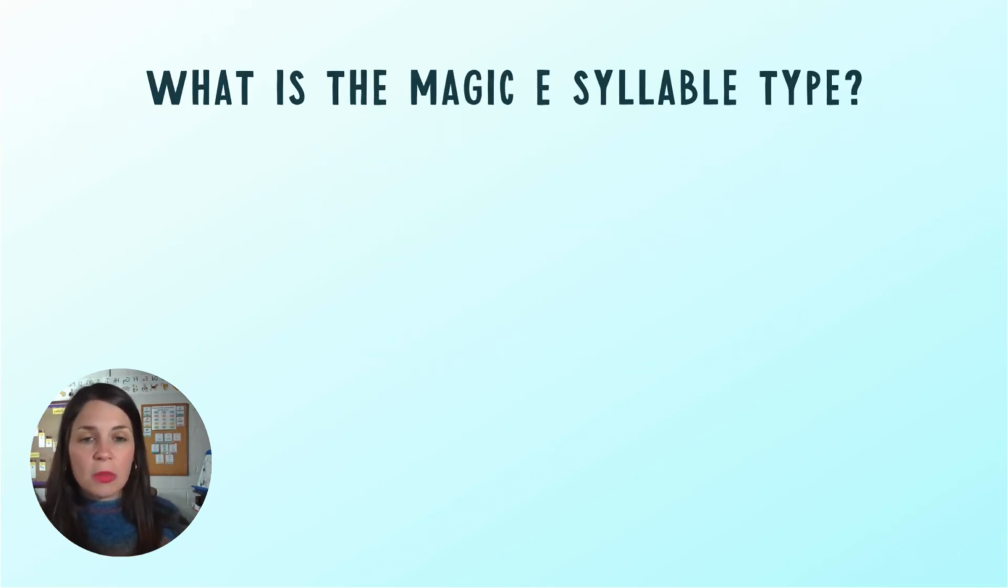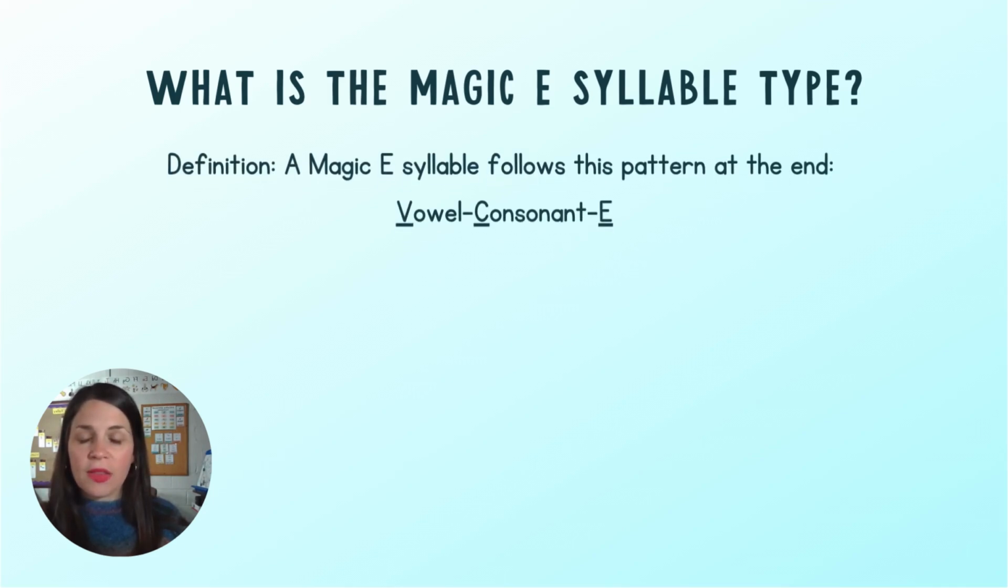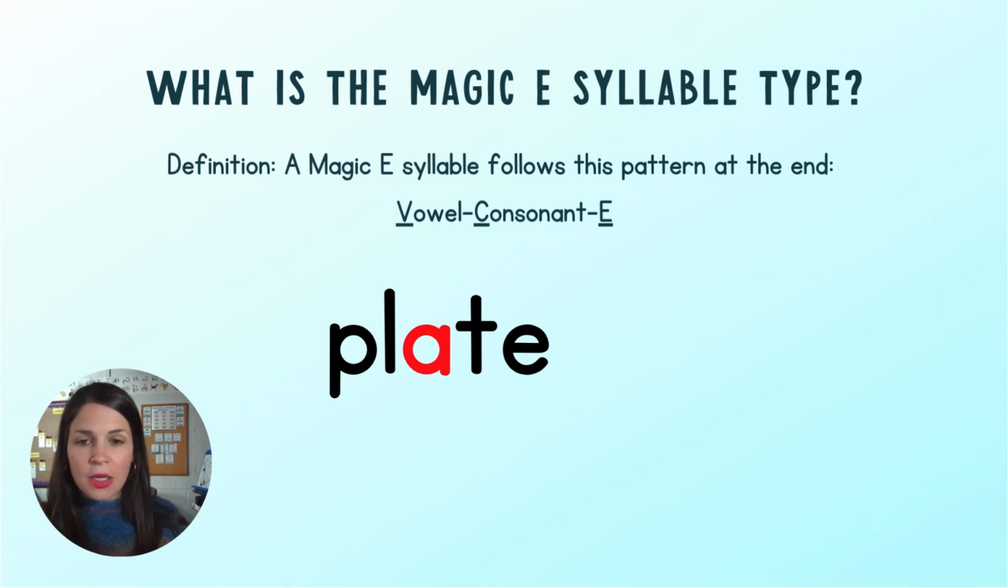A magic E syllable is a syllable that follows this pattern at the end. It follows a vowel, consonant, E pattern. Let's look at a word that has this pattern. You're going to see the word plate. You might say, wait a second, this word has two vowels. I see an A and an E. Yes, there are two vowel letters, but remember, every syllable includes one vowel sound. In the word plate, you're going to hear that long A sound, and that is technically the vowel sound that comprises this syllable.